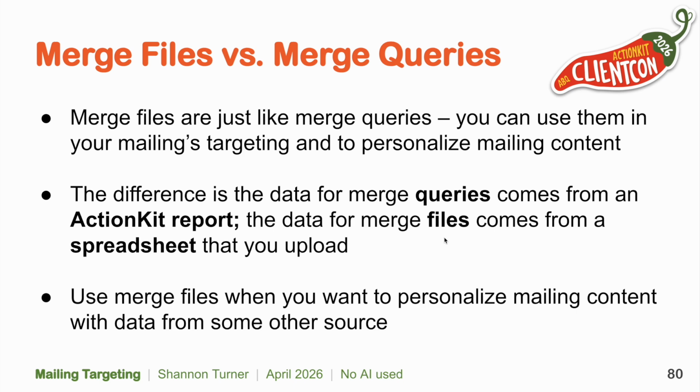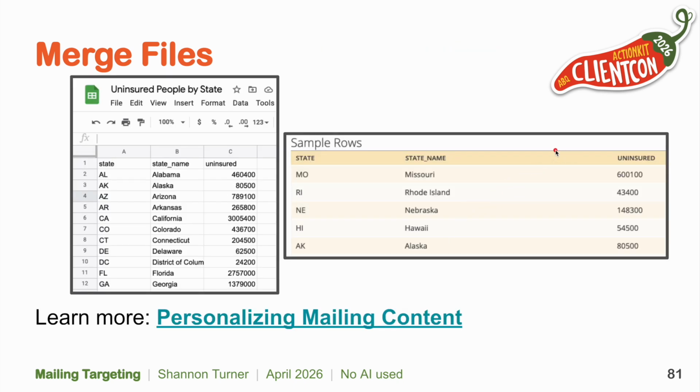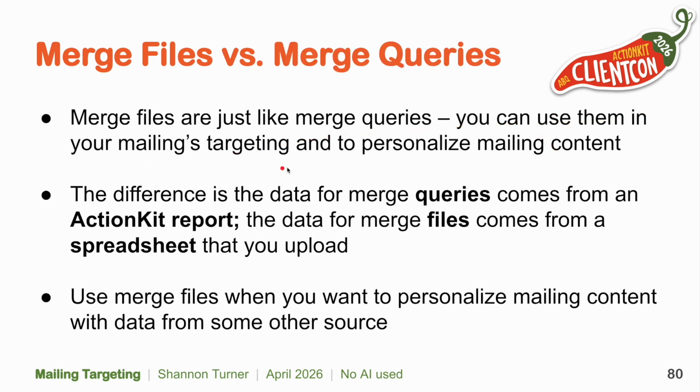Next up are merge files. Now, merge queries and merge files are very similar. You can use them in your mailing's targeting and to personalize your mailing content. Now, the main difference is that the data for merge queries comes from an ActionKit report, whereas the data for merge files comes from a spreadsheet that you upload. And you're going to use merge files when you want to personalize mailing content with data from some other source.